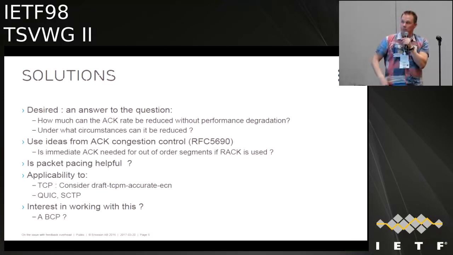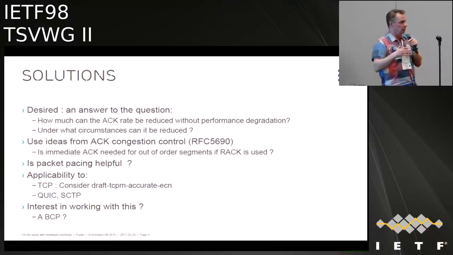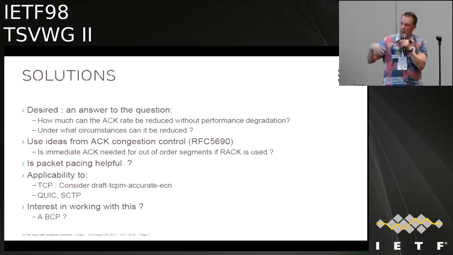Another one is an experiment with the SCReAM congestion controller, where if you use packet pacing, you could do with a more sparse acknowledgement rate. It seems that packet pacing stabilizes the bit rate and reduces the coalescing and all that. So packet pacing is helpful, and it seems to be deployed more and more, for instance in QUIC also.